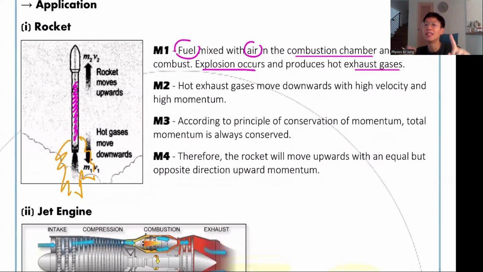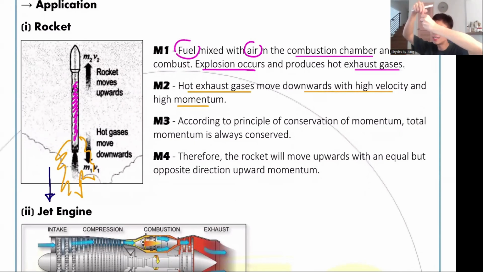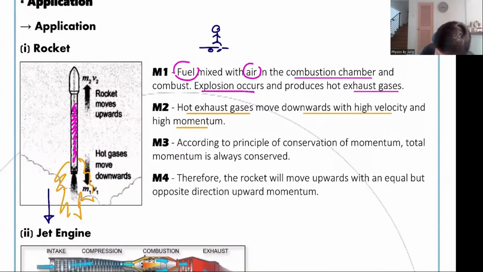The first part is I talk about the burning process. Number two, the hot exhaust gases will move downward with high velocity to produce a high momentum. So this thing will go down with a high momentum. The rule says that if you throw something down, something will go up. Imagine if I stand on a skateboard and throw something forward, me and the skateboard will move backwards. This is due to the principle of conservation of momentum. If you throw something forward, you produce a backward momentum. It has to be balanced. So hot exhaust gases move at high velocity, producing a high momentum.